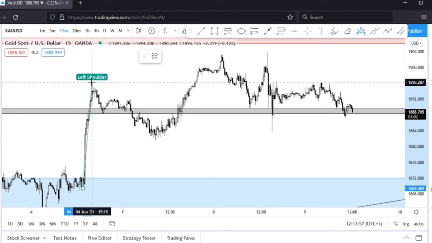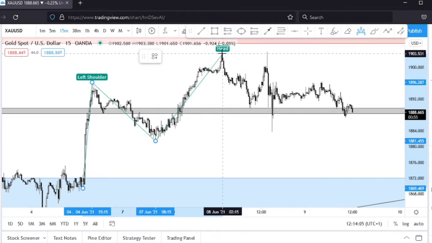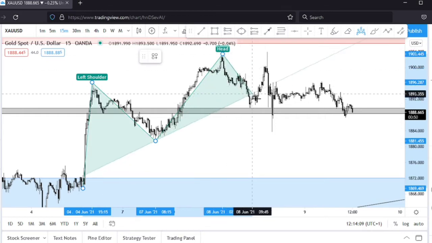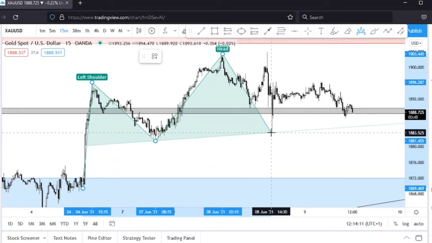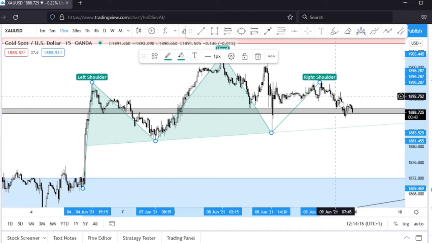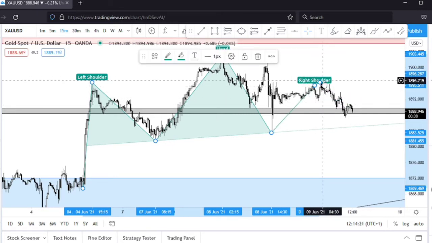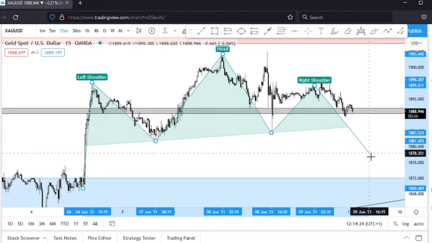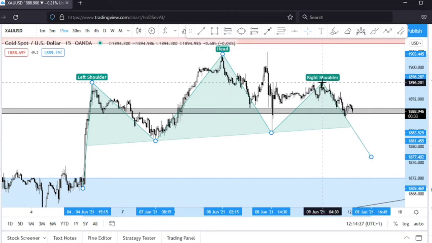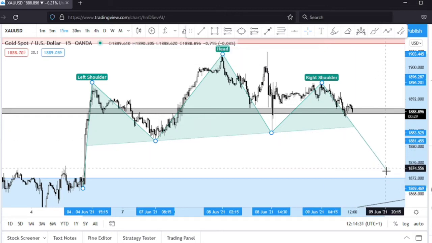So from here, this is the left shoulder. Price goes down here to form the head over here, because this level here never broke and closed above this level. Then it goes down here to form the neck, and this is the right shoulder. So I'll be expecting price to move to the downside once the neck is broken. This line here is the neck, and this is where we'll be looking for our price reaction.